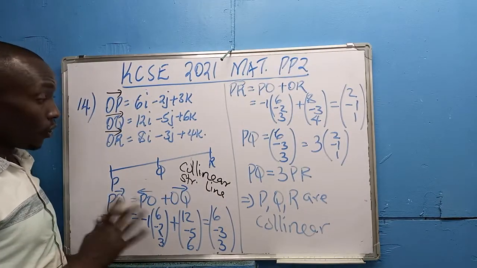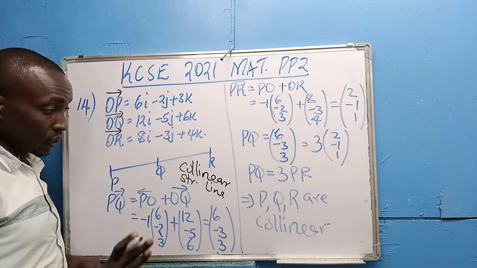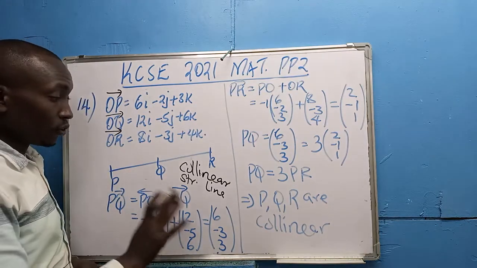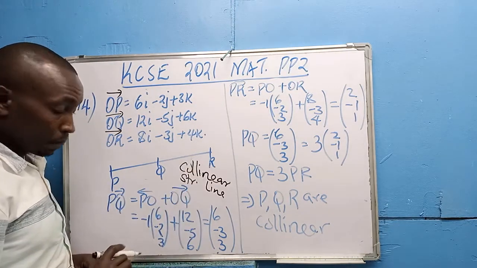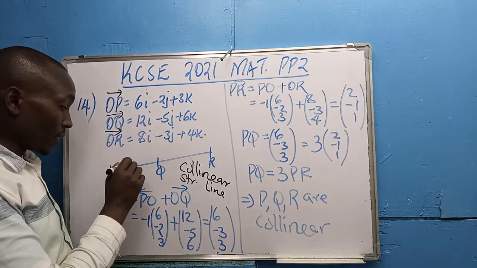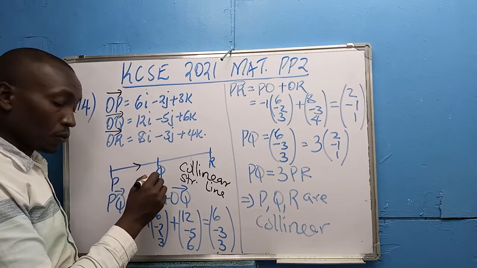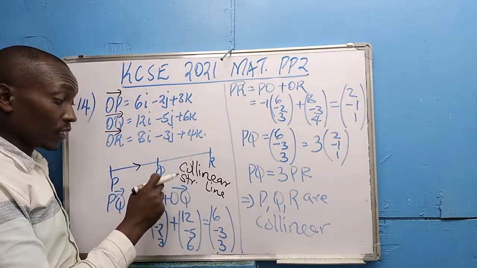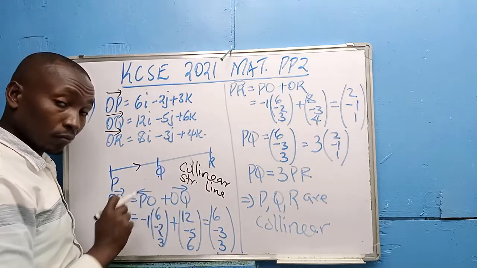Good. Look here, my student. If you're trying to show that 3 points are collinear, either you need to work out the vector PQ, then work out the vector QR.